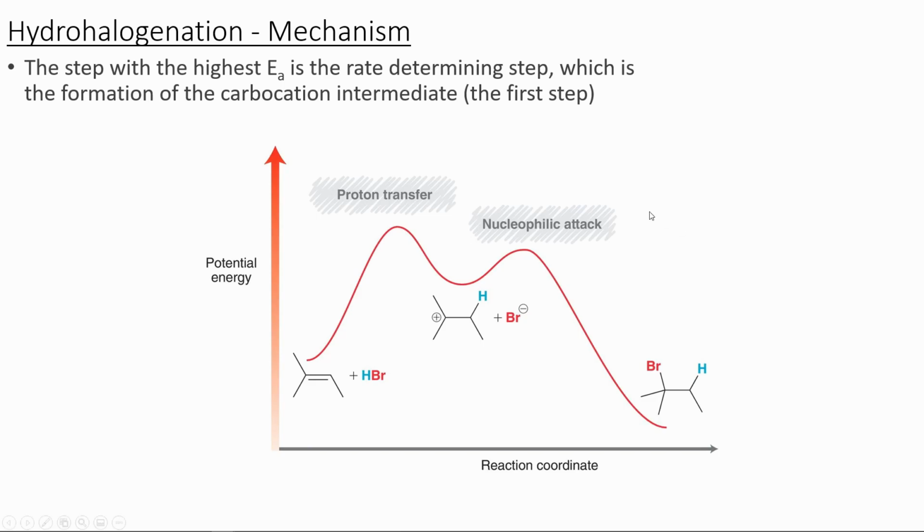Taking a look at the reaction coordinate diagram, we can see that the step with the highest activation energy is the proton transfer step. Then we obtain a carbocation intermediate, which can then go on to nucleophilic attack. So we have two transition states for this reaction, and we have one intermediate.